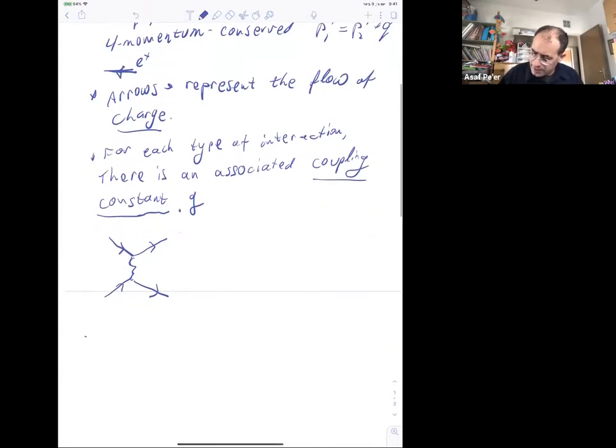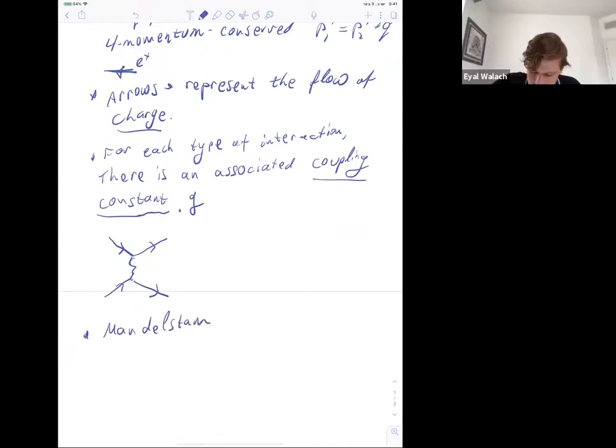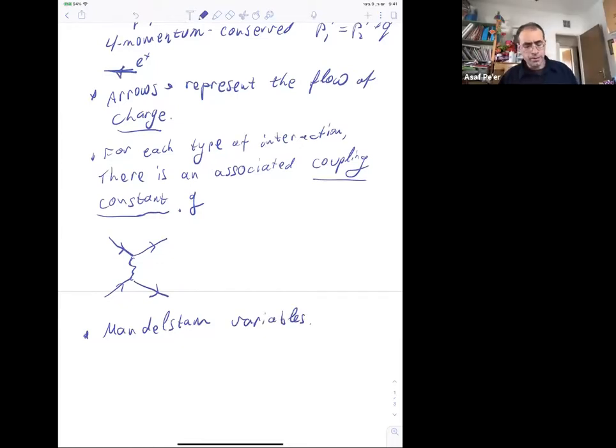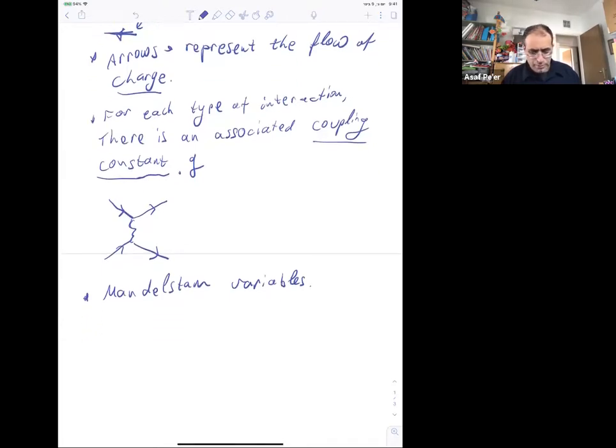I described Mandelstam variables. Again, these are useful computational tools, and they represent different diagrams, the space-like, the time-like. There is a U channel, which I'm not sure what it means. The S channel would be an exchange of a virtual particle, so P1 and P2. So basically we have an annihilation here.